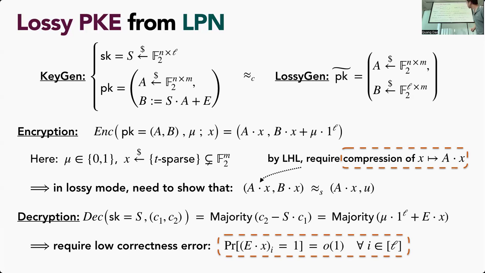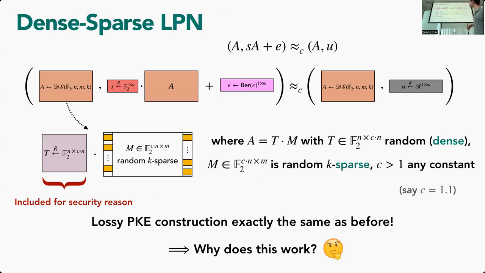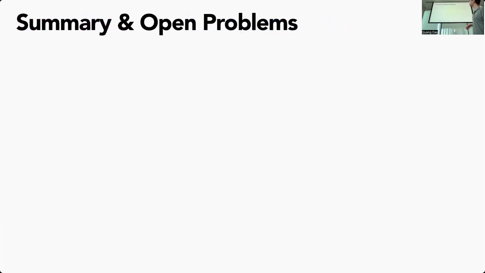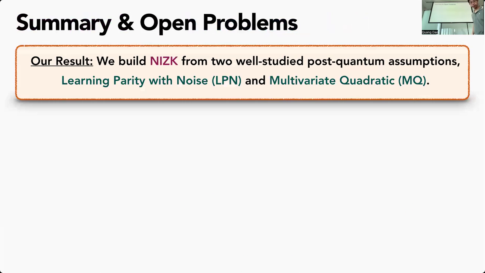So let's see, we are at time. Maybe let me not show this, but I claim that if you work this out, then you'll find that you cannot achieve these 2 properties at the same time, and this is why we need our new assumption. So let me skip through the next slide. Okay, and let me go to summary.